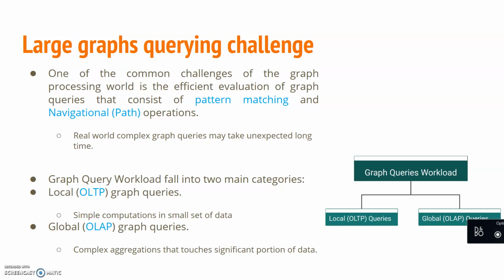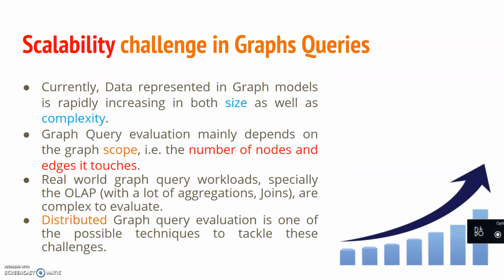We have different graph query workloads. Actually, the local OLTP graph queries are simple computations in a small set of data, and the global OLAP graph queries are complex aggregations that touch a significant portion of the data. Indeed, we will have scalability issues with the rapidly increasing graph datasets in both size and complexity.